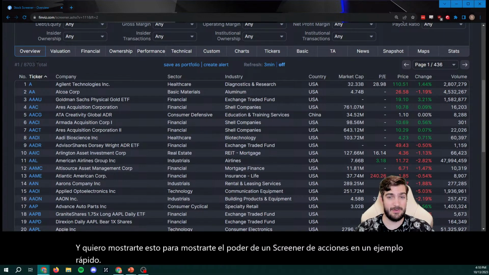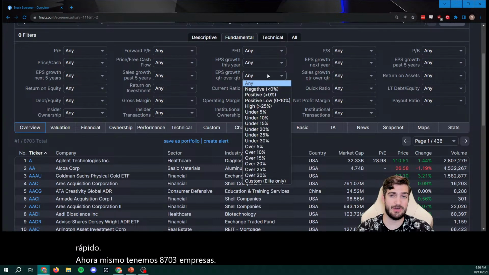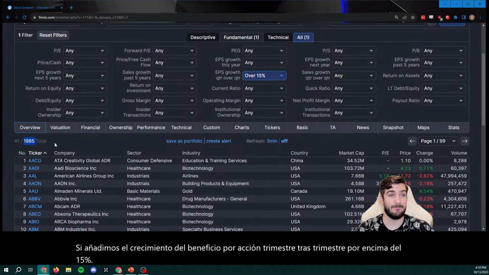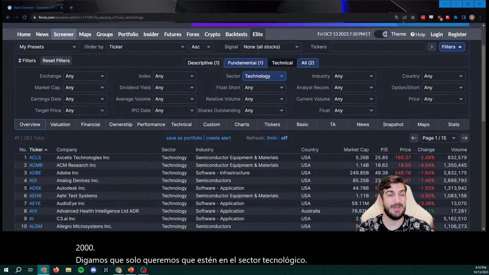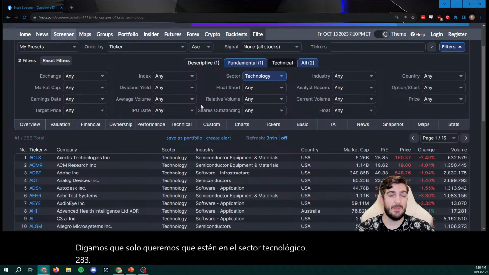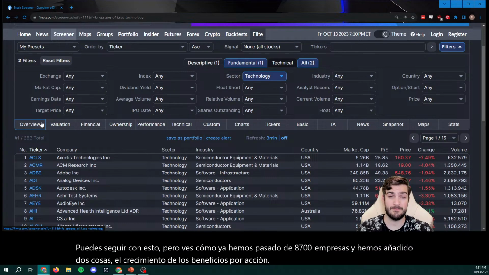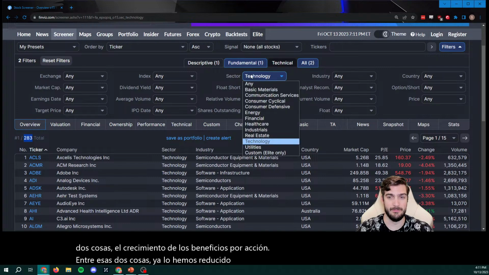Right now we have 8,703 companies. If we add earnings per share growth quarter over quarter, above 15%, we now have 2,000. Let's say that we only want them to be in the technology sector. 283. You can keep going with this, but you see how we've already gone from 8,700 companies, and we added two things: earnings per share growth and sector. Between those two things, we've already narrowed it down to 283 companies.